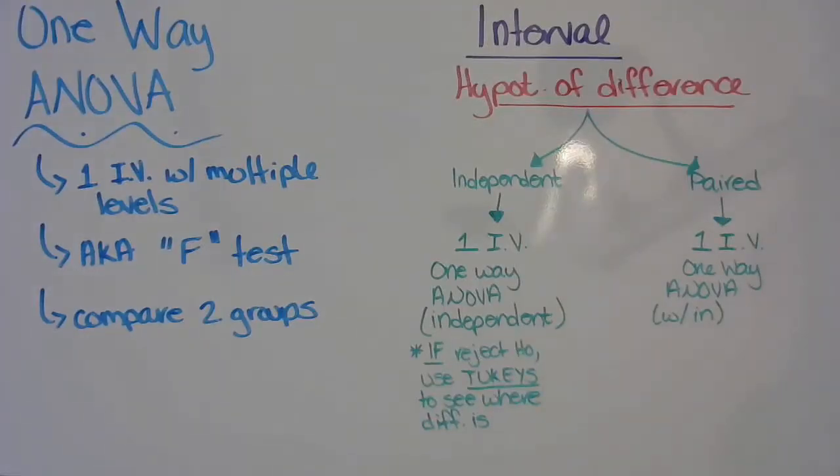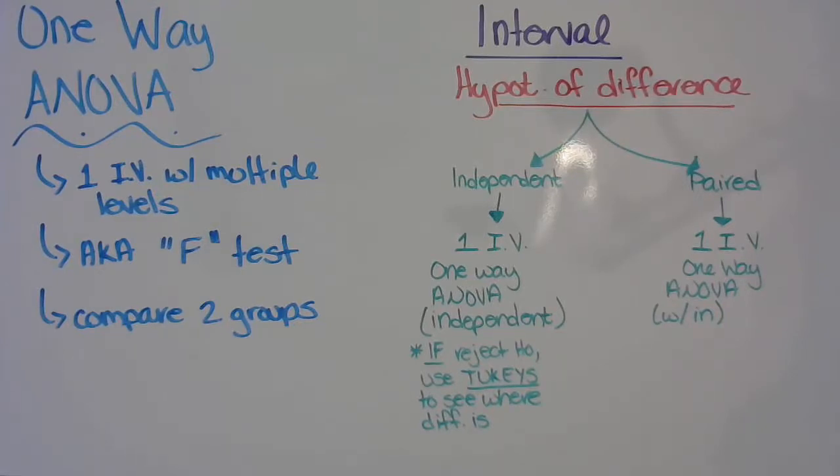Hi. So today we're going to talk about one-way ANOVAs. ANOVA stands for Analysis of Variance, and it's also known as the F-test after Ronald Fisher, who created the test. You're going to use one-way ANOVAs when you have one independent variable with multiple levels, and I'll explain that a little bit more in detail when we get to our example problem.